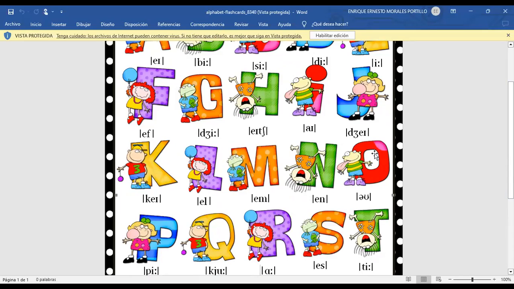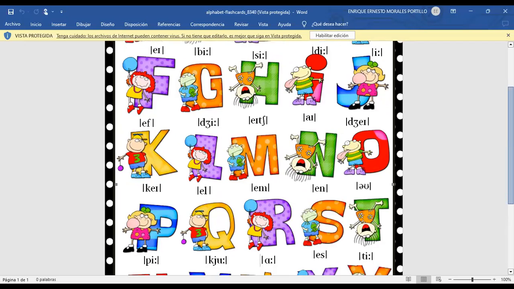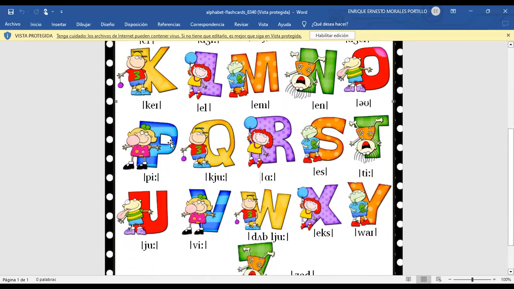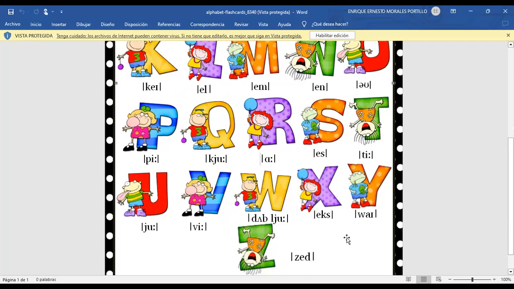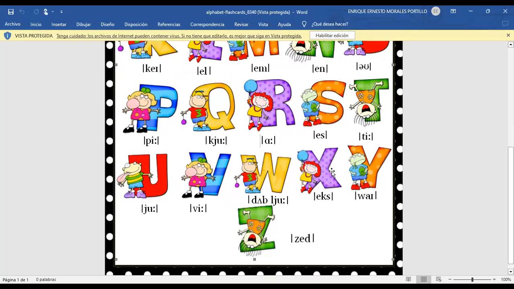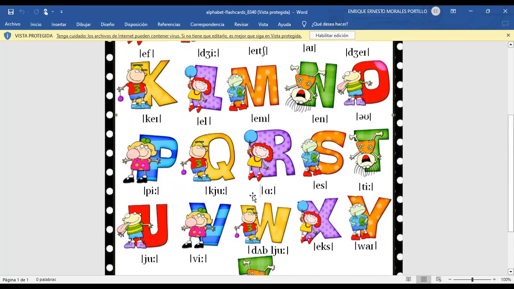Then we have letter O. Then letter P. Letter Q. Letter R. Letter S. Letter T. Letter U. Letter V. Letter W. Letter X. Letter Y. And the last one, Z. All right, pretty good.